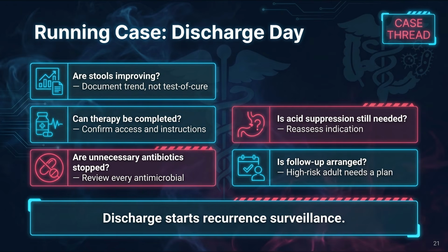Now return to our patient. On discharge day, do not order a test of cure. Instead, document that stool frequency and systemic symptoms are improving. Confirm the patient can complete therapy. Review whether additional antibiotics are still needed. Reassess whether acid suppression has a clear indication. Finally, arrange follow-up because this patient is older, recently hospitalized, and at meaningful recurrence risk.